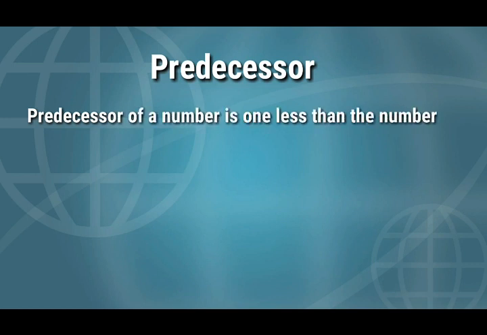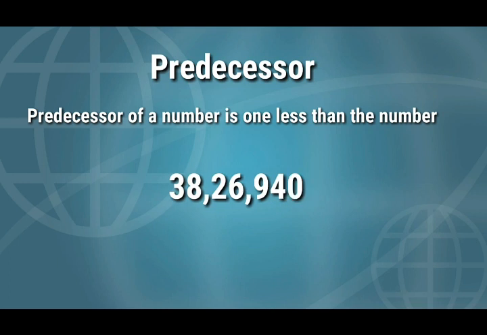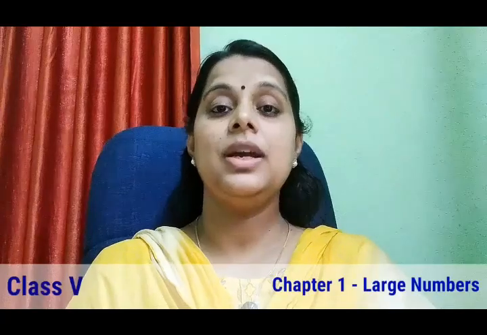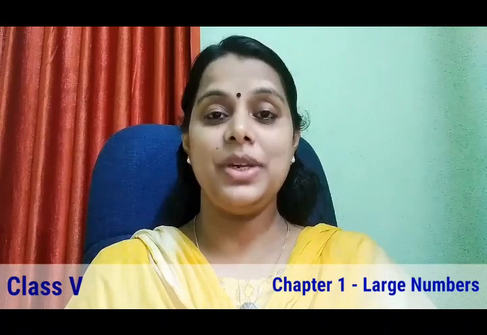Next is predecessor. Predecessor of a number is 1 less than the number. Here, the same number we are taking as example, 38,26,940. To get the predecessor of this number, we should subtract 1 from it. So the answer is 38,26,939.